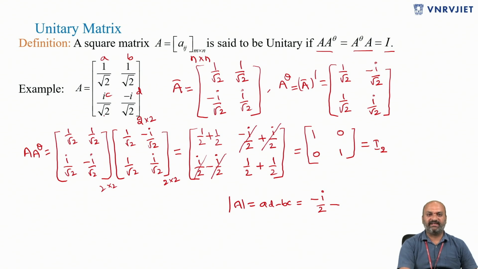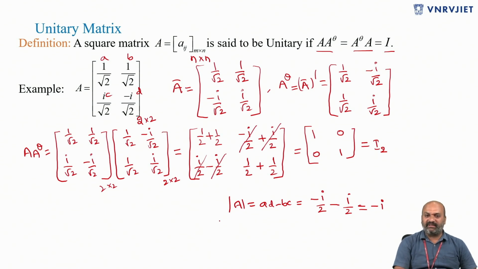B is 1 by root 2, C is i by root 2. So minus i by 2, minus i by 2. Okay. Minus i by 2, simply we can say it is minus i. So this is the determinant of the matrix.